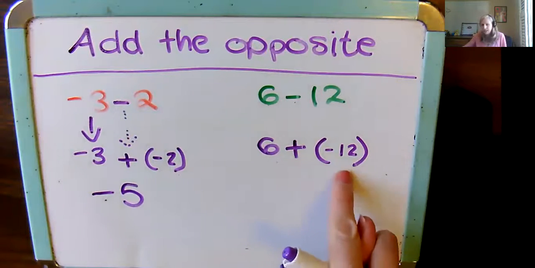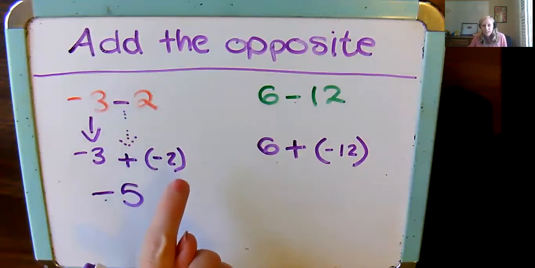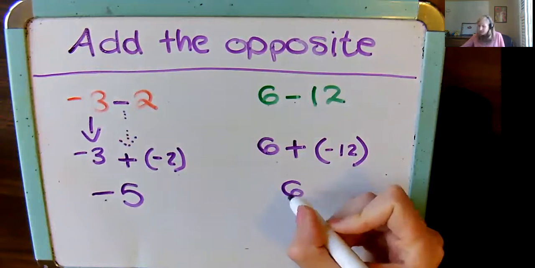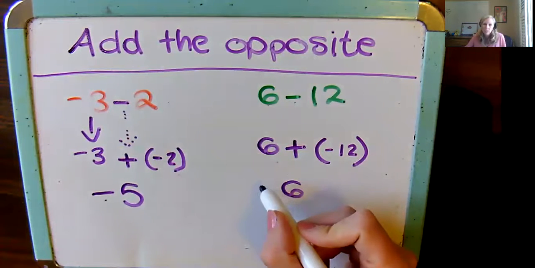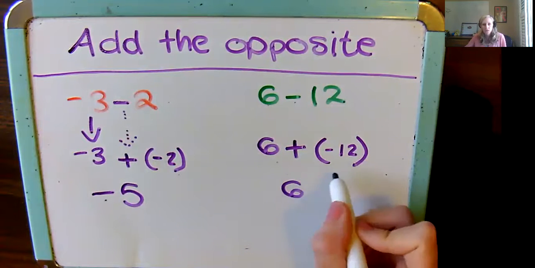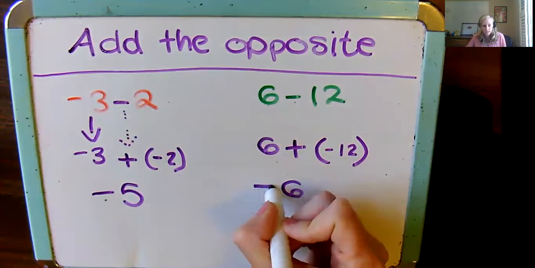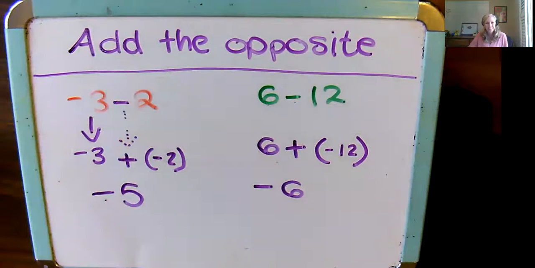6 plus -12. Different signs, subtract. 12 minus 6 is 6. Take the sign of the bigger one, and you will be exact. 12 is bigger than 6, so we'll take the sign of our 12, which is negative. This is subtracting integers. You're just going to add the opposite.